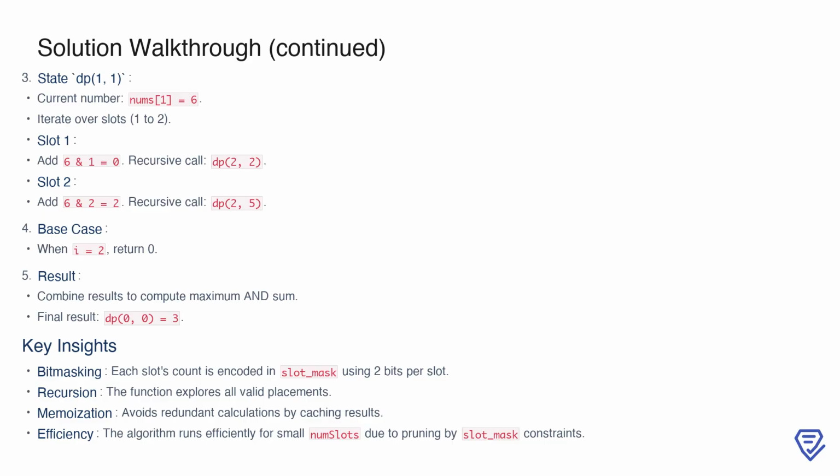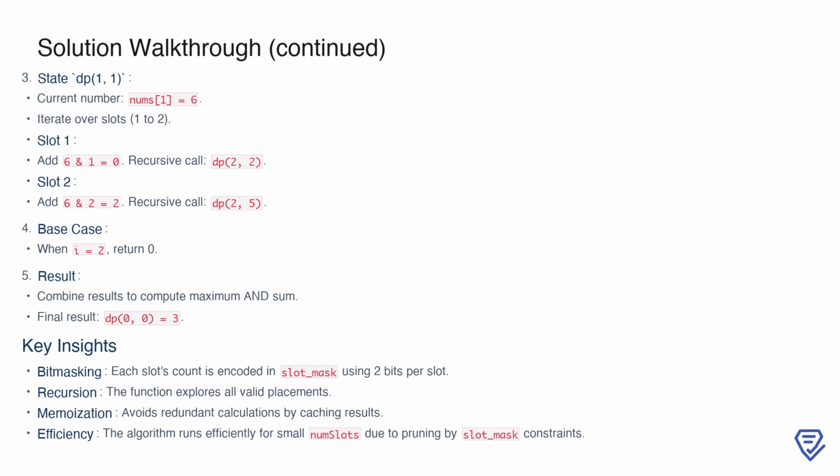At this point, we reach the base case when i equals 2, and the function returns 0 since all numbers are placed. Combining the results from all recursive calls, we calculate the maximum AND sum, which for this example is dp(0, 0) equals 3.